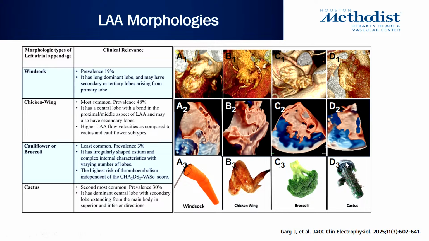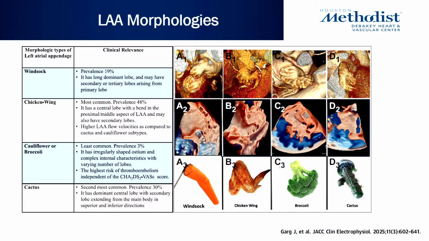The cauliflower or the broccoli is the least common with a prevalence of about 3%. It has an irregularly shaped ostium and complex internal characteristics with varying number of lobes. And this one has the highest risk of thromboembolism independent of the CHA2DS2-VASc score. So the cauliflower or broccoli, the healthy one, is the least prevalent, but the morphology that's most associated with the risk of thromboembolism.